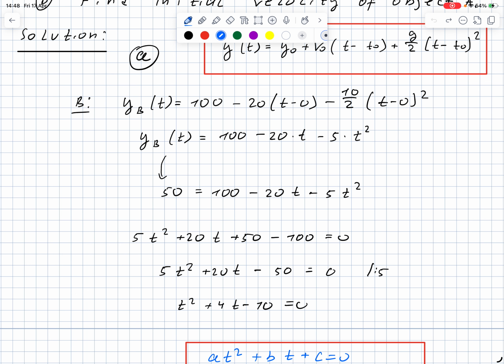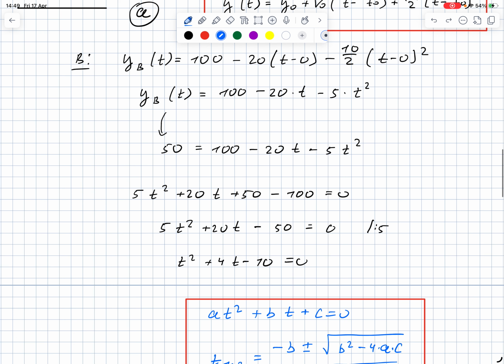Now 50 minus 100 will give us minus 50. Also, I see I can divide it by 5. 5 divided by 5 is 1. 20 divided by 5 is 4. Minus 50 divided by 5 is minus 10. At this point, I know that you have the ability to use your calculators and insert the coefficients of 1, 4, and minus 10, and you will get the result for the time.